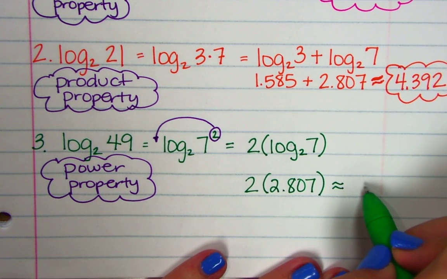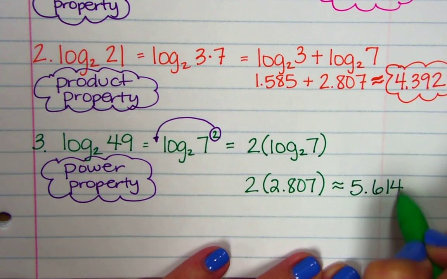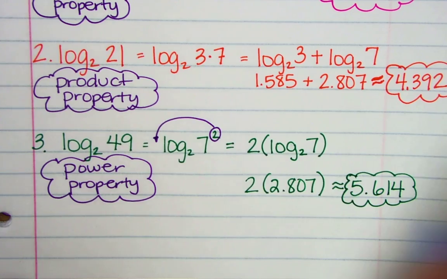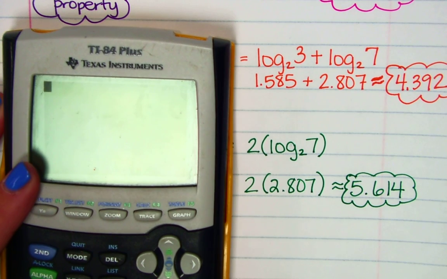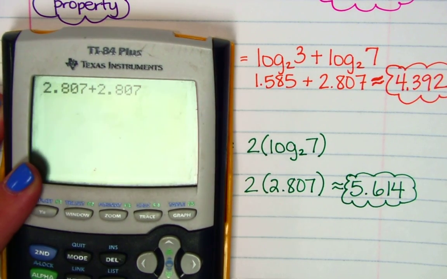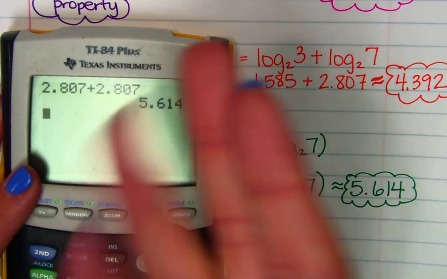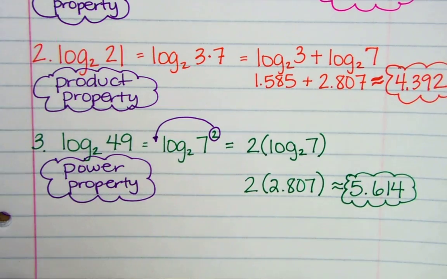Right, and we get what? 5.614. Thank you, Alvaro. 5.614. Now, like I just said, you could have done 7 times 7 and used the product property, in which case it would be 2.807 plus 2.807. You would still get the same answer, but I wanted to show in our notes one time using each property. So that's why I'm doing the power property.